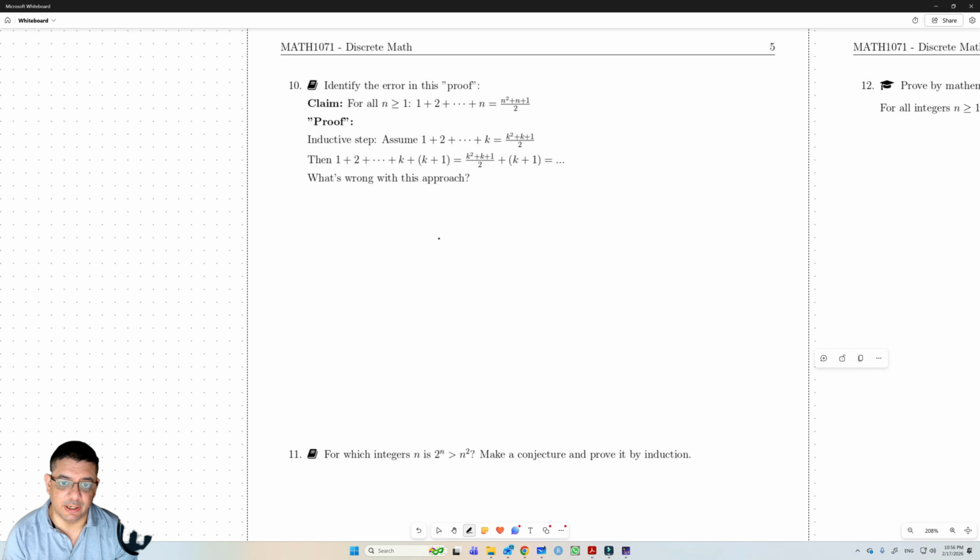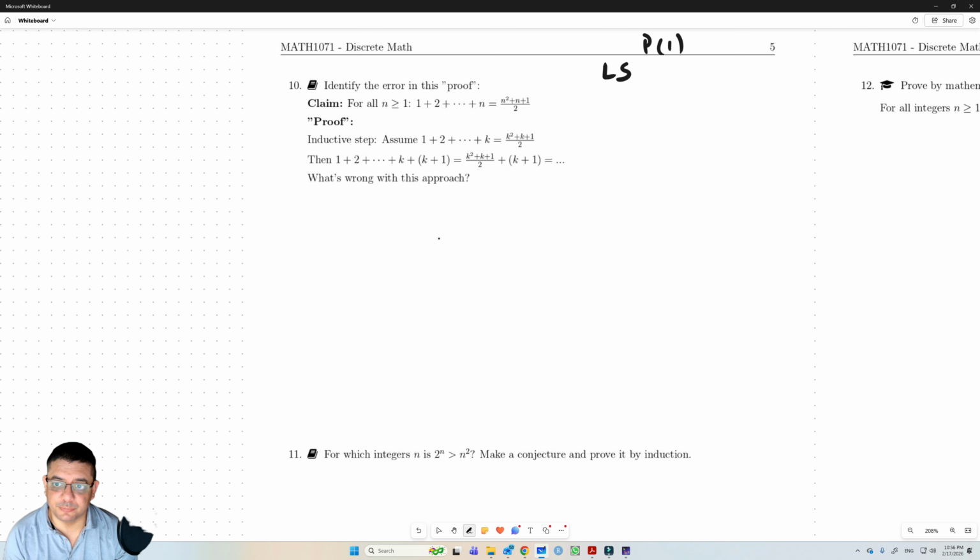So this is saying for n bigger than 1. The left side of this identity is going to be the sum from 1 to n, so it will be the sum from 1 to 1 for p of 1. So the left side will be 1. Now the right side, when plugging in 1, there will be 1 squared plus 1 divided by 2. And this is 3 halves.